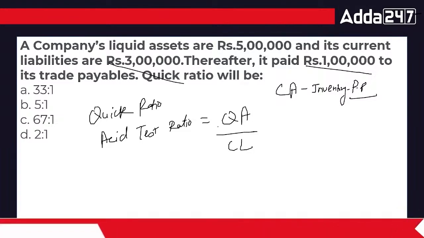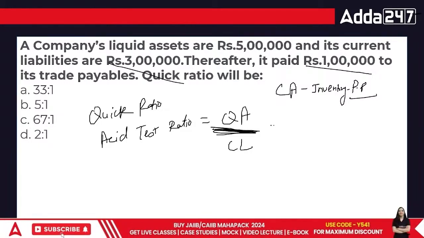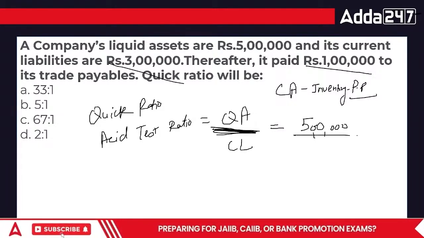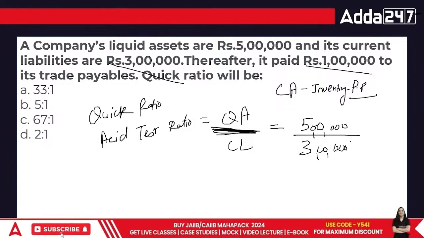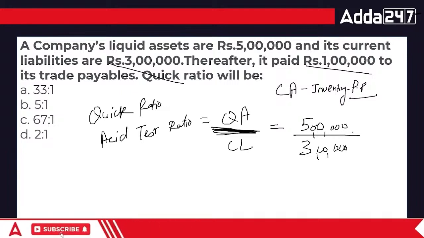So technically you will have quick assets divided by current liabilities. Can we do this here? We have liquid assets as rupees 5 lakh. Then we have 3 lakh. And thereafter it paid 1 lakh to the trade payables. That means if we have paid, so 1 lakh from the cash is gone.